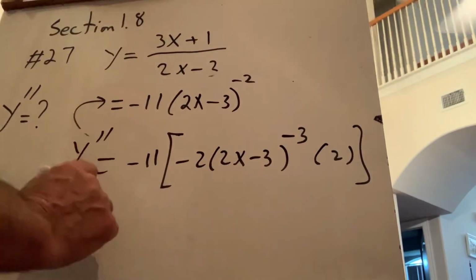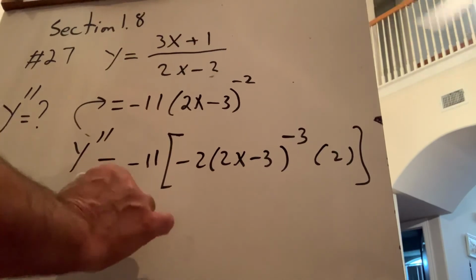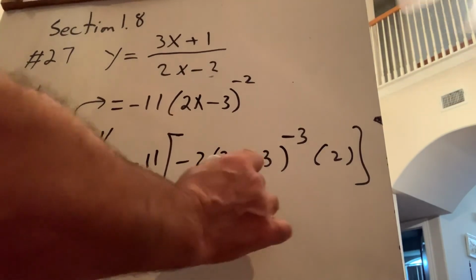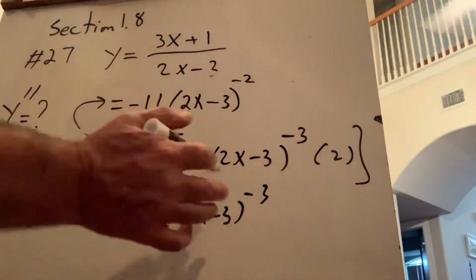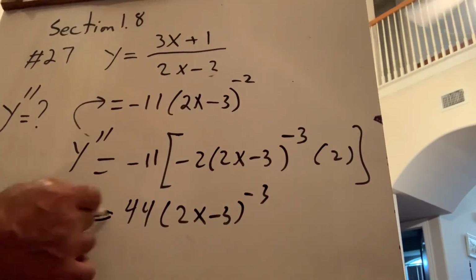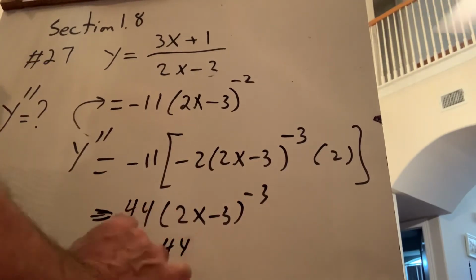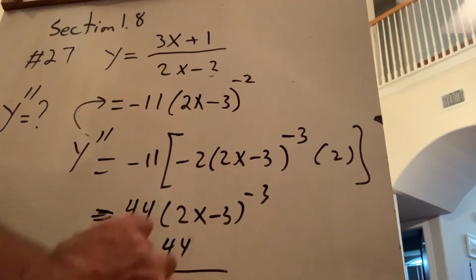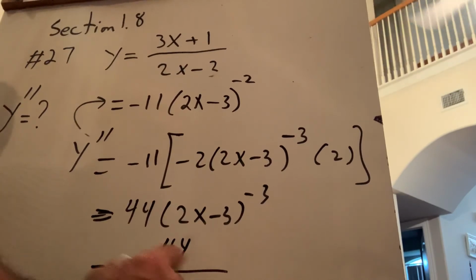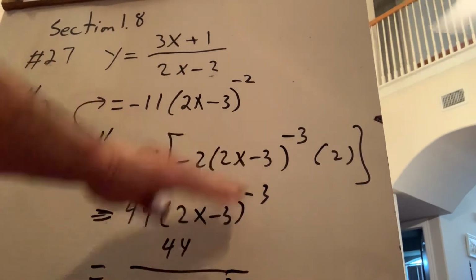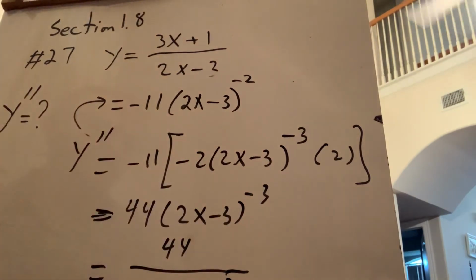4 times 11 is 44. Negative times negative is positive. And then you still have 2x minus 3. Now, if you don't want a negative exponent, I'm not sure how the back of the book leaves the answer, but I'm sure by now all of you know you can also write the same expression as 44 divided by 2x minus 3 raised to the positive 3. Anytime you have a negative exponent, if you want to make it positive, you just take it downstairs, and that becomes positive.